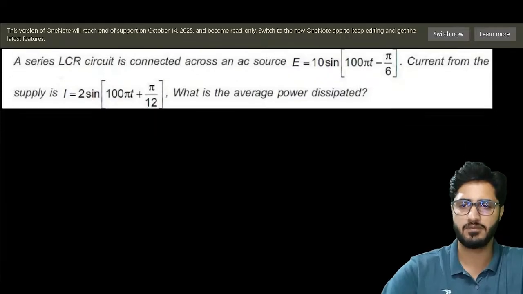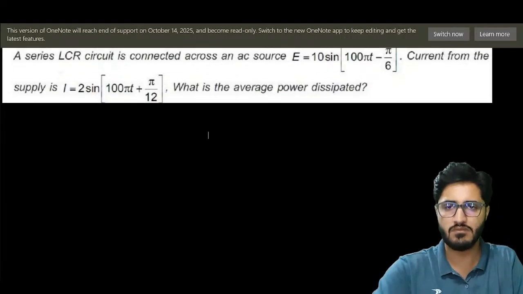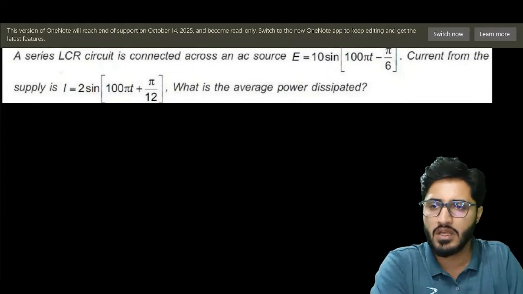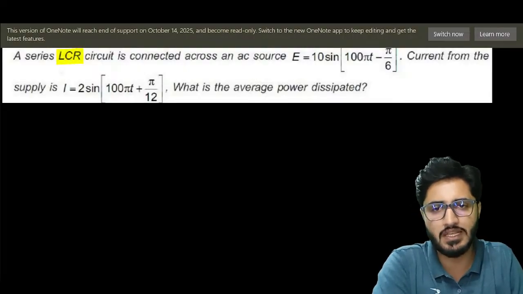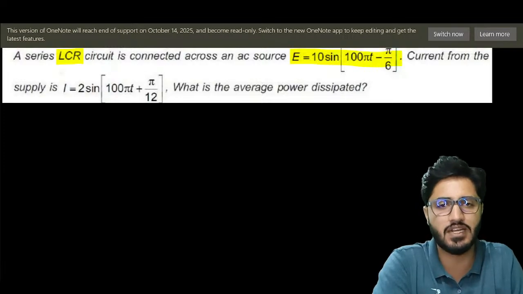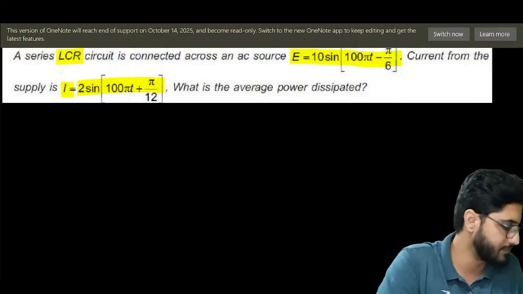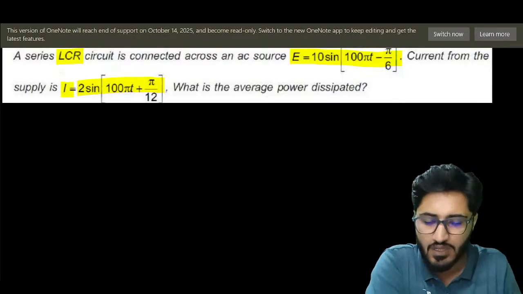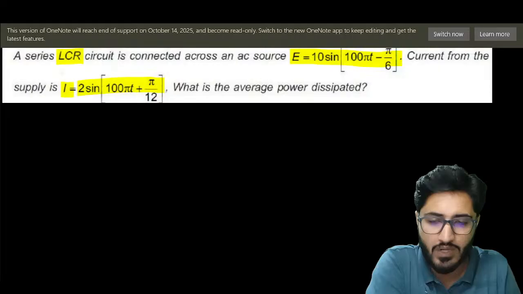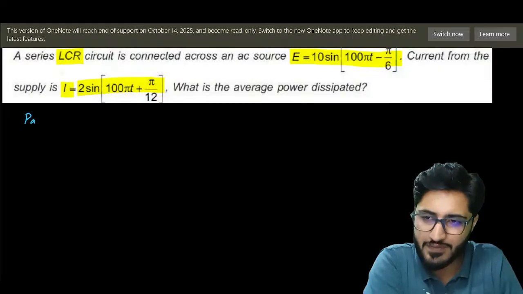Next numerical now. Look now. We are having an LCR circuit connected across an E input, that is 10 sine 100 pi t minus pi by 6. The current from the supply is also given to us. What is the average power dissipated? So we have to find out P average.